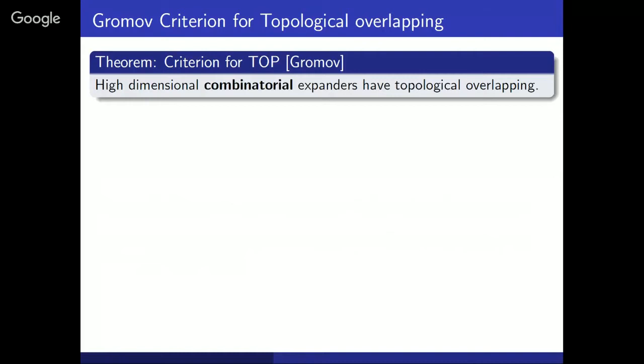I did not yet define what combinatorial expansion is, but it is something that generalizes the Cheeger constant. If you have this, then you will get a topological overlapping property. So this is why people started to study whether one can get this high dimensional combinatorial expansion.